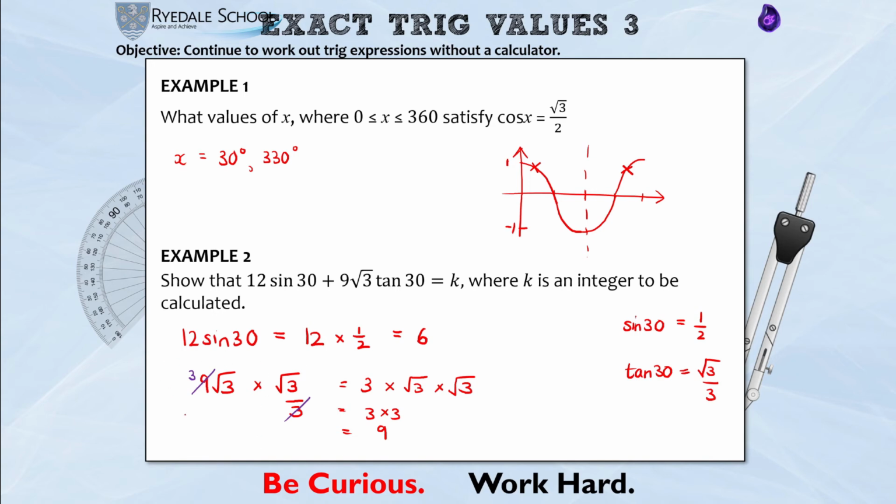Okay, so that expression was for my 9 root 3 tan 30. And then we're just adding them together. So my answer is just going to be 6 plus 9, which is 15. And I'm confident about that answer because it's come out as an integer, and I was told the answer would be an integer.